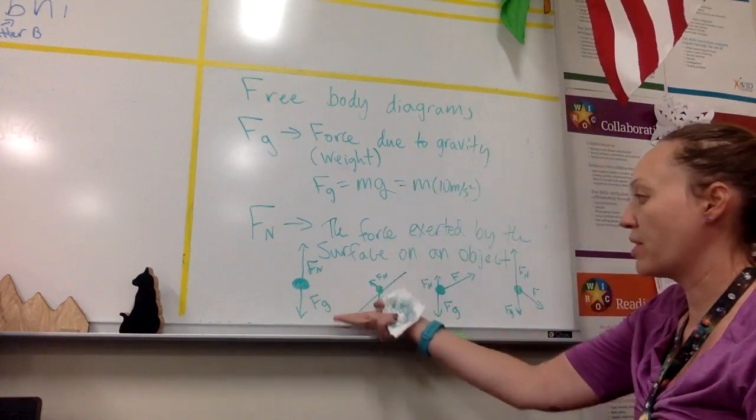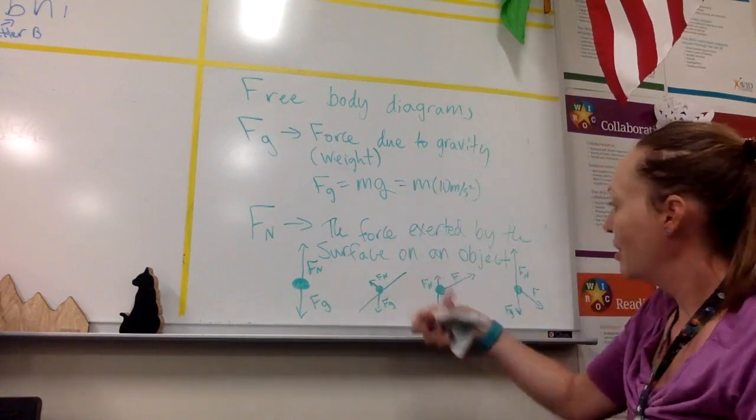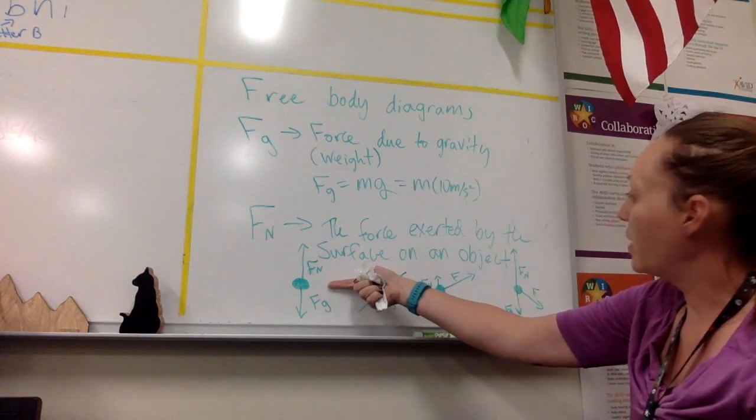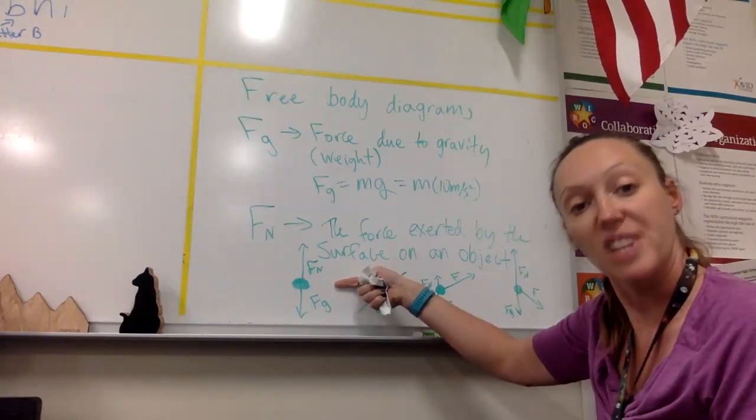Those are actually some examples of free body diagrams, right? That's an example of an object just sitting there at rest in a chair.